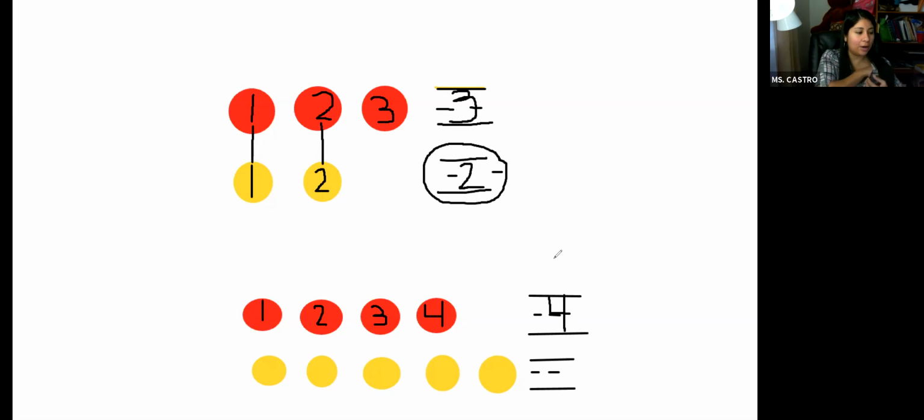Now I'm going to count and label the yellow counters. Yellow. 1, 2, 3, 4, 5. When I counted the yellow, I stopped at 5 because 5 is the last number that I counted. So 5 is what I'm going to write on the line.